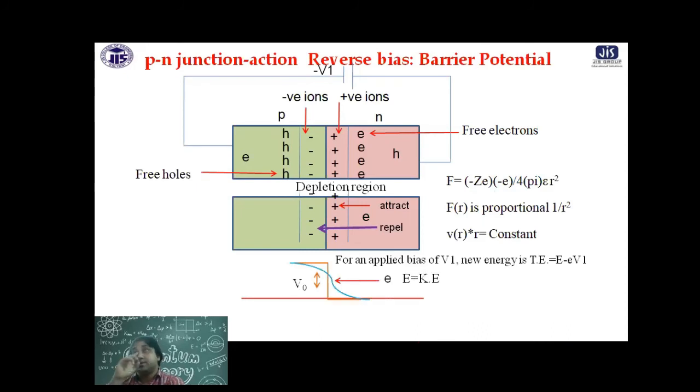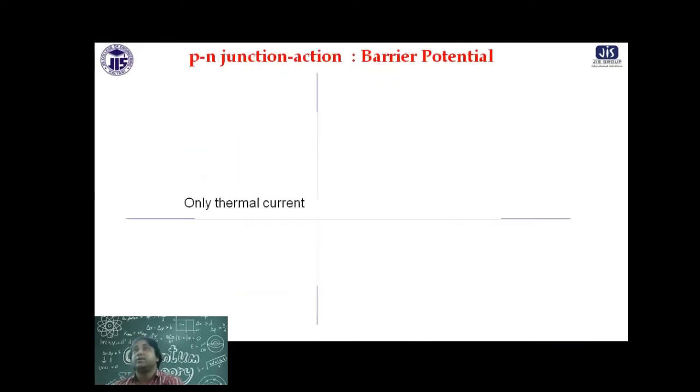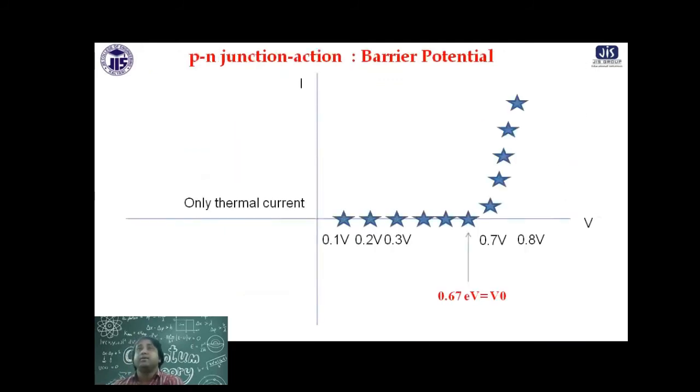And reverse bias, you see what is happening. Again, Coulombic repulsion is there, but you're not helping the electron. You're reducing the energy of the electron. So current is mainly the thermal current or reverse saturation current, very low current.